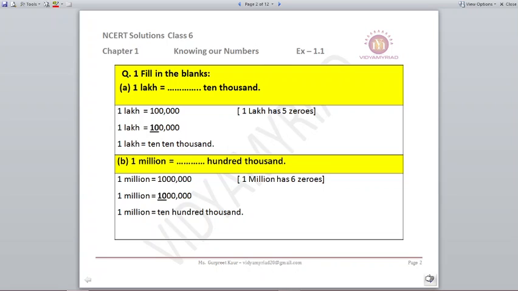Next, 1 million is equal to dash 100,000. So how many zeros does 1 million have? 1 million has 6 zeros. 100,000 means 100 will have 2 zeros, thousands will have 3 zeros, total 5 zeros. What is remaining from 6 and 5? 10. So the answer will be 10, 100,000.